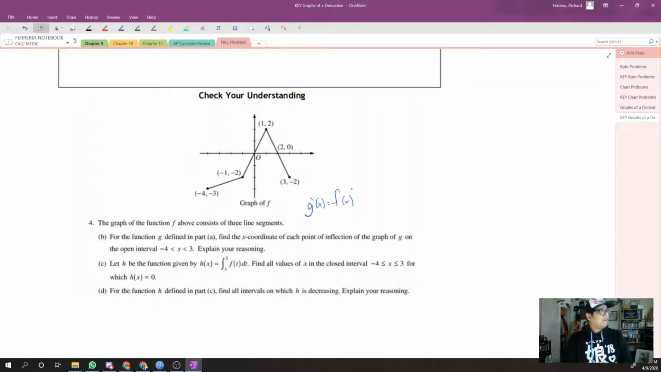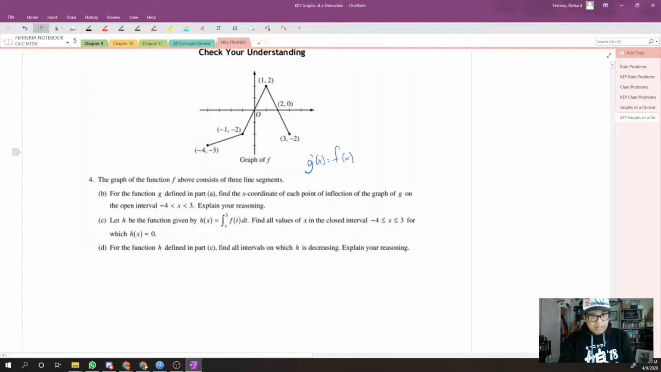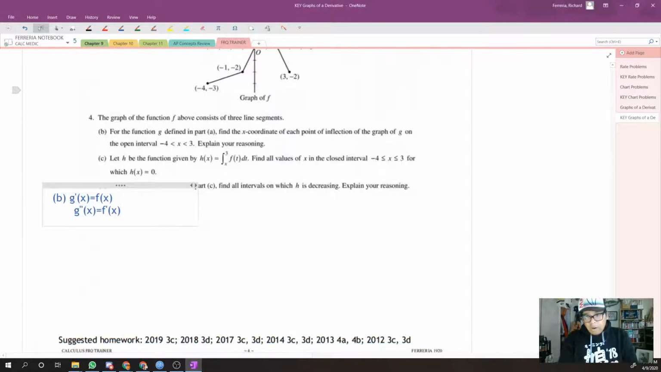Part B. For the function g defined in part A, which is, of course, g prime equals f, find the x-coordinate of each point of inflection on the open interval and then explain your reasoning. So how do I find a point of inflection? Well, a point of inflection of g would be any place where g double prime changes from negative to positive or from positive to negative. Well, what is g double prime?